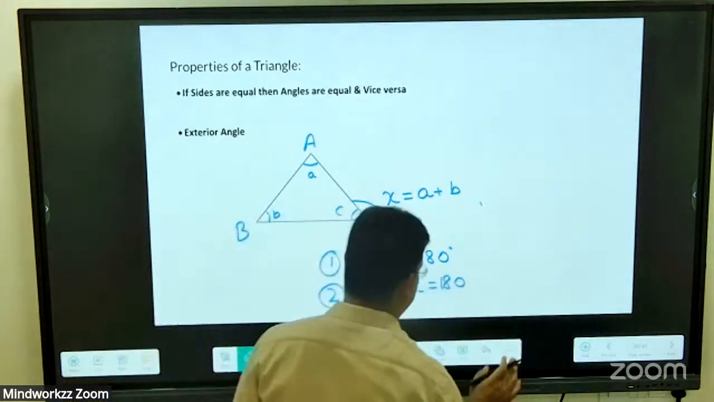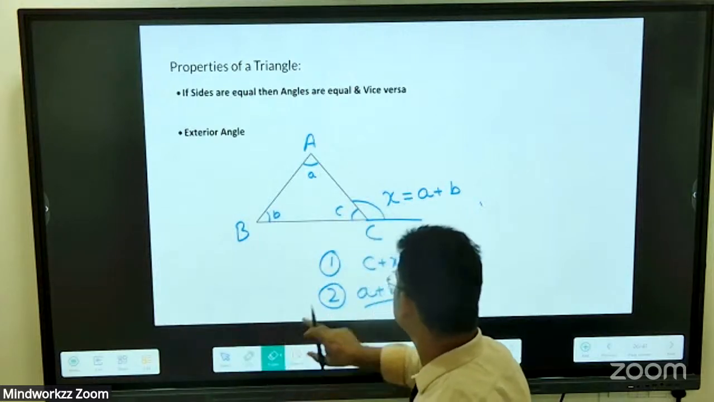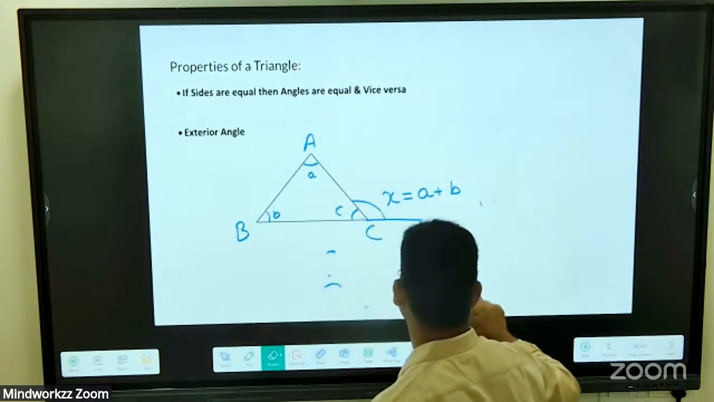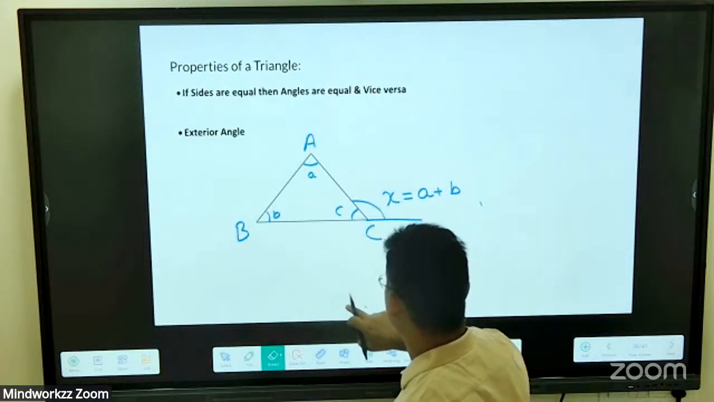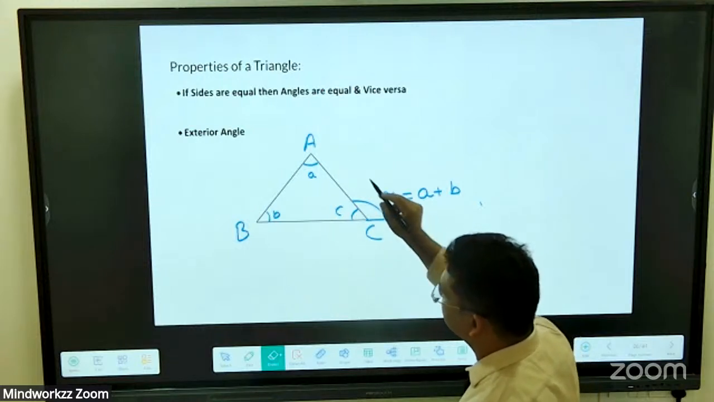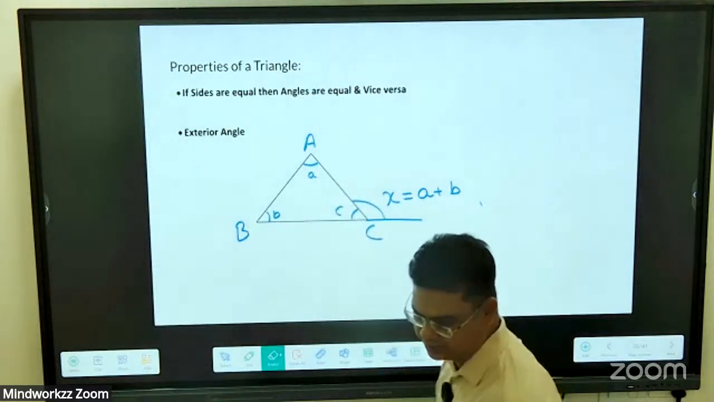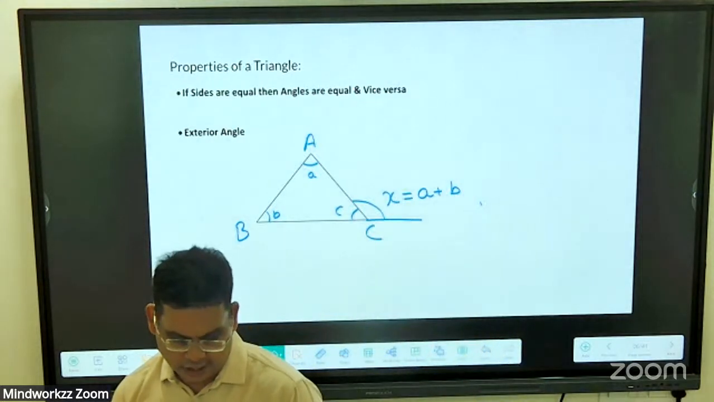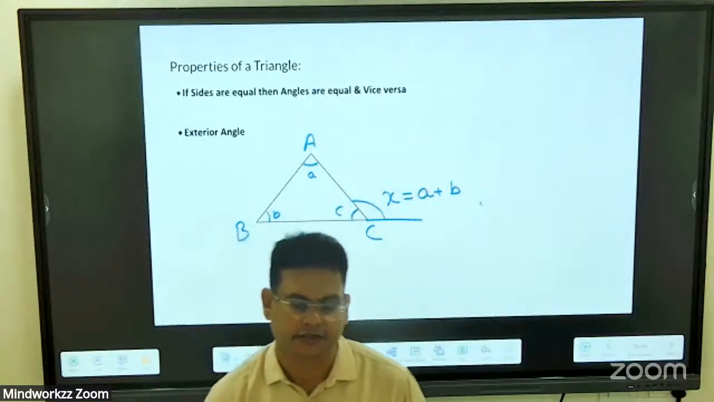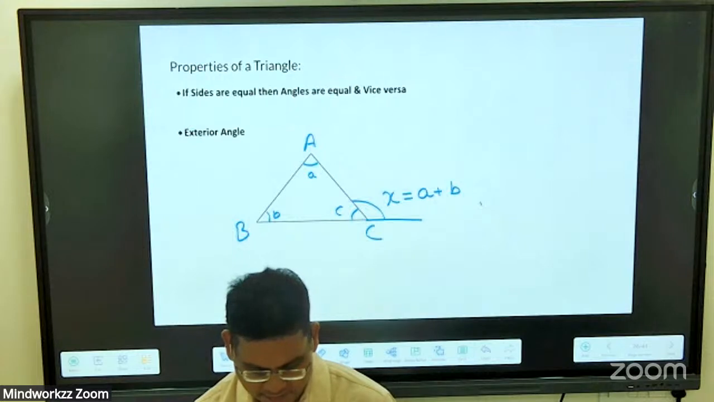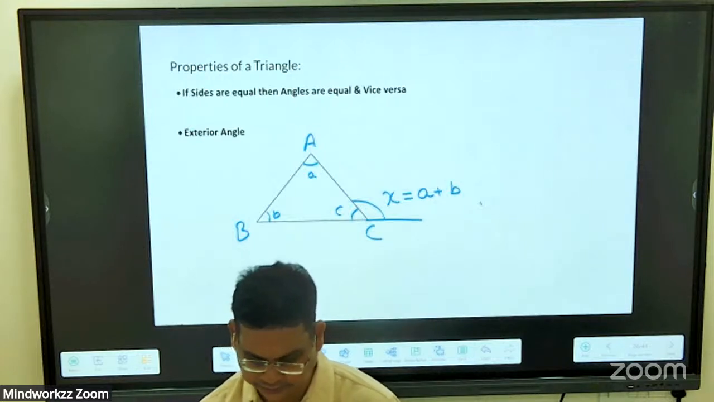So the derivation part you need not know. You can skip the derivation part. This is not important from your perspective. You should know that the exterior angle of a triangle is equal to the sum of the opposite two angles. That is more important. I hope this is clear. Everybody, please type Y for yes if this is clear.